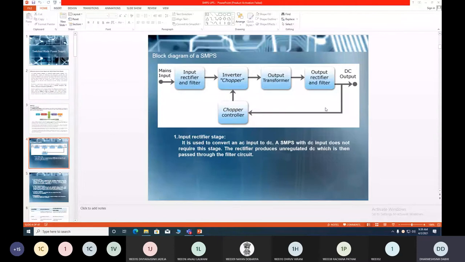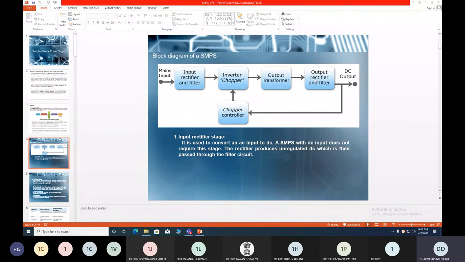So let's understand again in detail. You can see that here this is the rectifier in the SMPS converting to DC, and this DC is converted into high frequency AC by using this inverter, and then this high frequency AC is stepped up or stepped down by using this ferrite core transformer, and then this high frequency AC is applied to this rectifier. So the rectifier output is high frequency ripple DC voltage.